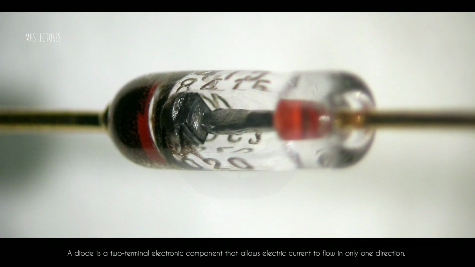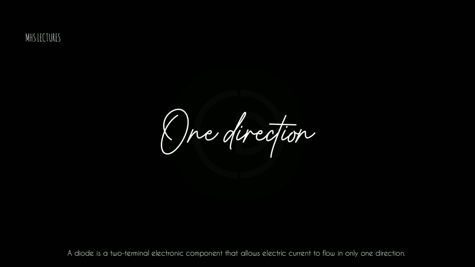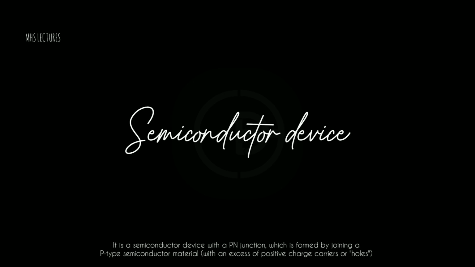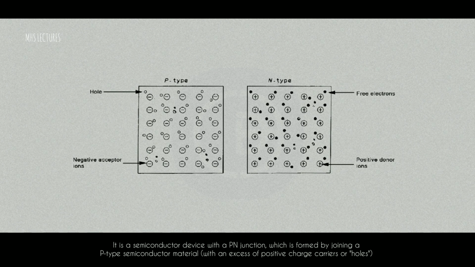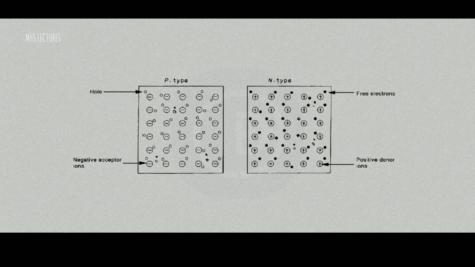A diode is a two-terminal electronic component that allows electric current to flow in only one direction. It is a semiconductor device with a p-n junction, which is formed by joining a p-type semiconductor material, with an excess of positive charge carriers or holes, and an n-type semiconductor material, with an excess of negative charge carriers or electrons.